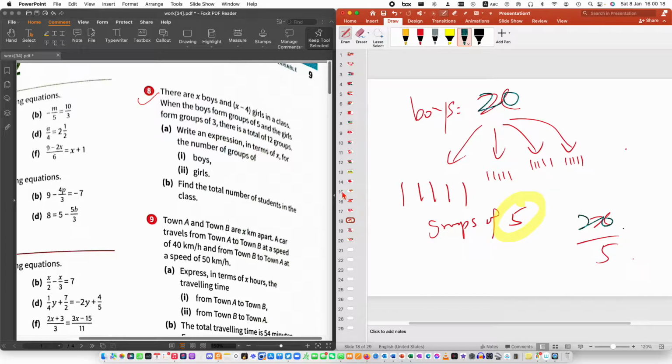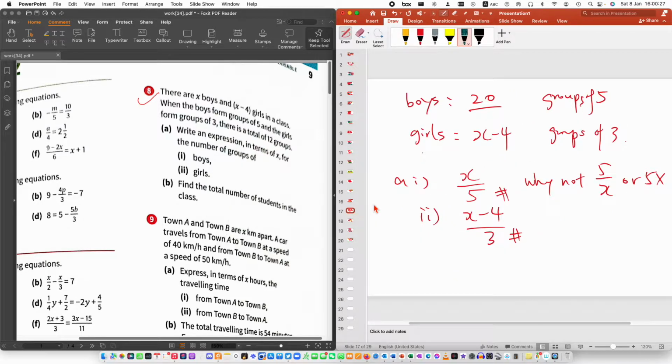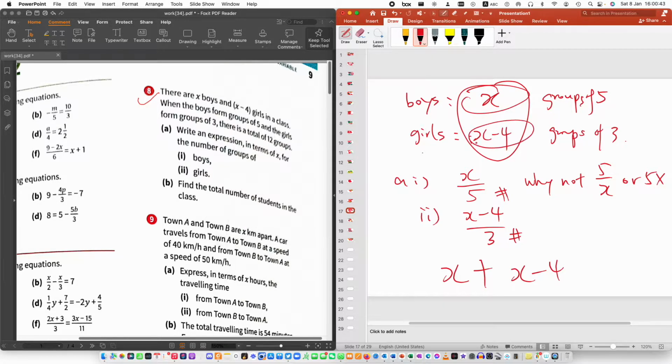Okay, so with this, you can see they say find the total number of students in the class. So how do you get the total? What's the operation to get the total normally? Plus. Yes. So you just add these two together. You have x boys, you have x minus 4 girls, so you just add them together. When you add them together, can you see that you can simplify similar terms? So it's 2x minus 4.